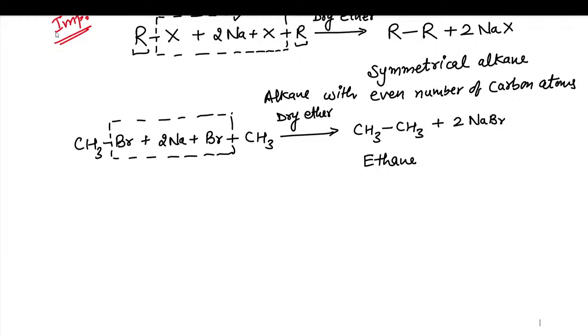It is used for the synthesis of only symmetrical alkanes and not for the preparation of unsymmetrical alkanes. Unsymmetrical alkane means alkane with odd number of carbon atoms. For example, if we attempt to prepare an alkane with 3 carbons, then we need one with 1 carbon and one with 2 carbons.